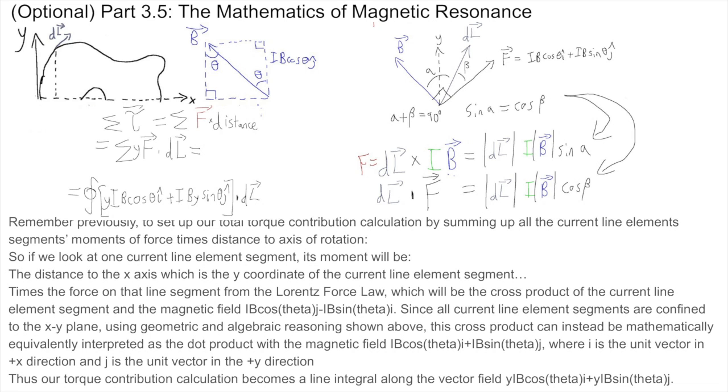Since all current line element segments are confined to the xy plane, using geometric and algebraic reasoning shown above, this cross product can instead be mathematically equivalently interpreted as the dot product with the magnetic field, I times b times cosine theta i plus I times b times sine theta j, where i is the unit vector in the plus x direction and j is the unit vector in the plus y direction. This is similar to what we did previously. Thus, our torque contribution calculation becomes a line integral along the vector field y I b cos theta i plus y I b sine theta j.